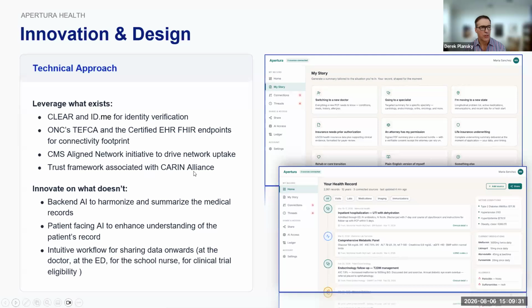So we're using artificial intelligence on the back end to help harmonize and summarize the medical records. We're focusing on some patient-facing AI to help the patient understand the patient record so that they can interrogate it and interact with it, ask questions. And then lastly, really focusing on workflow and design so that this is something that's as intuitive to use as just pulling out your phone. We have some wireframes here on the screen, but just to show you, we've come up with those.